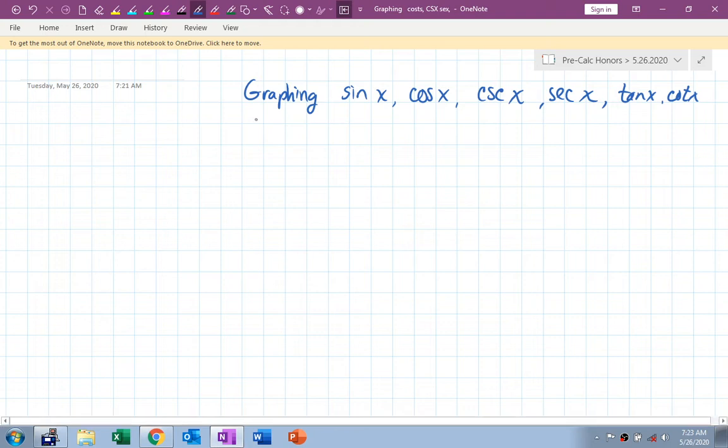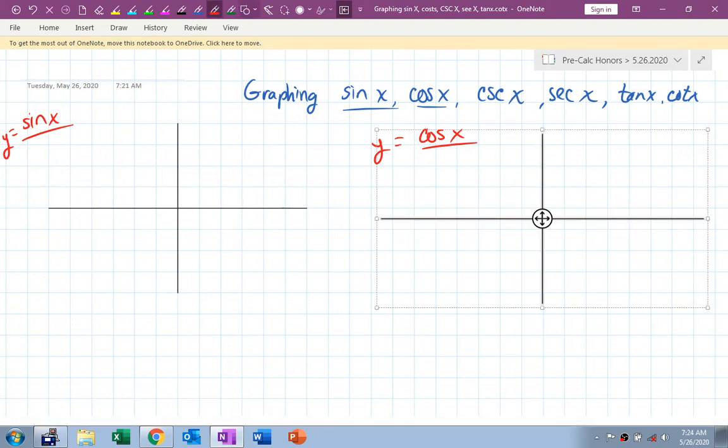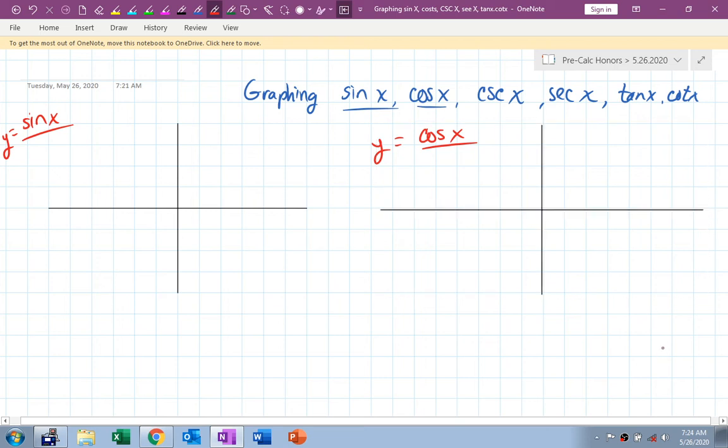So let's start with them. In the last video I ended by introducing sine and cosine. So I'm going to go back to that and we're just going to revisit them. So I'm going to do sine here, and cosine of x is going to be over here. It's really technically y equals. And I want to give you guys some information about them. 1, -1, 1, -1. We have 0, pi over 2, pi, 3 pi over 2, and 2 pi.